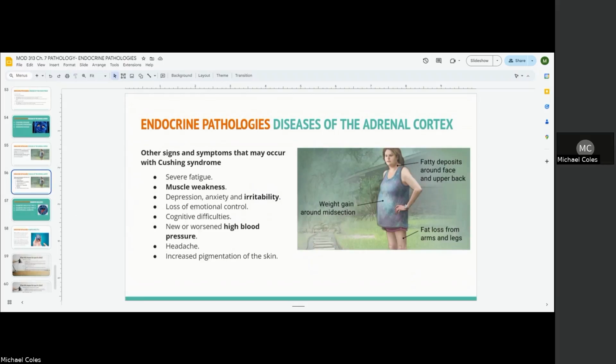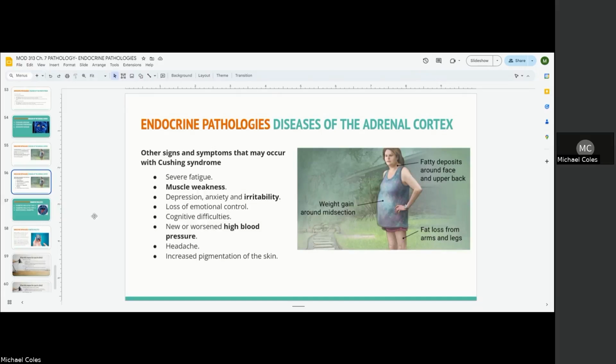So again, if somebody has high blood pressure, you're not going to do deep pressure. You want to have them calm. If they're depressed, anxious, or irritable, they're going to be in this fight or flight state. We want to bring them back down to this parasympathetic state. If they have muscle weakness, we want to be gentle with them, right? We don't want to be doing deep tissue, elbows, and all this stuff, right?